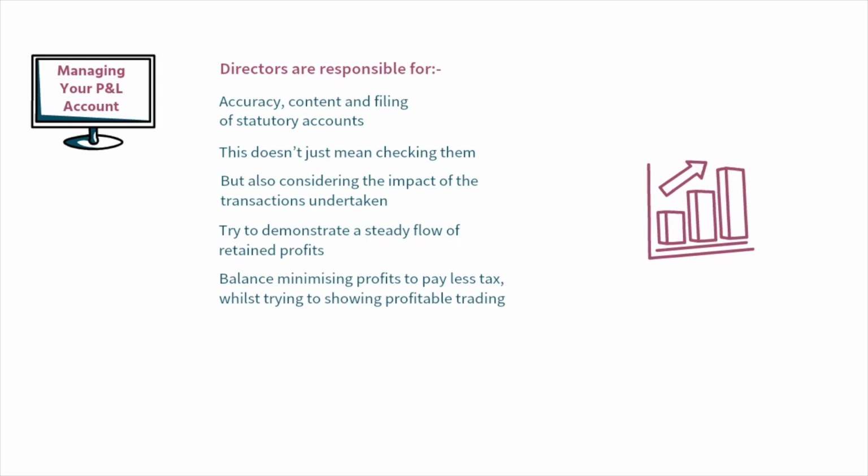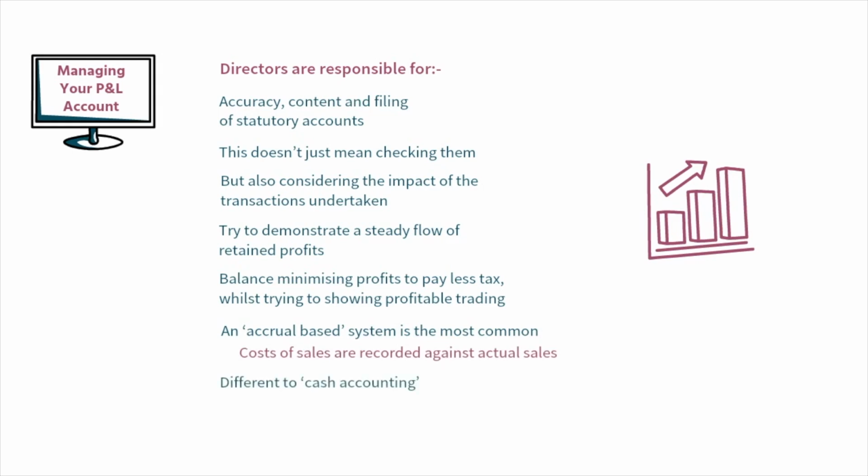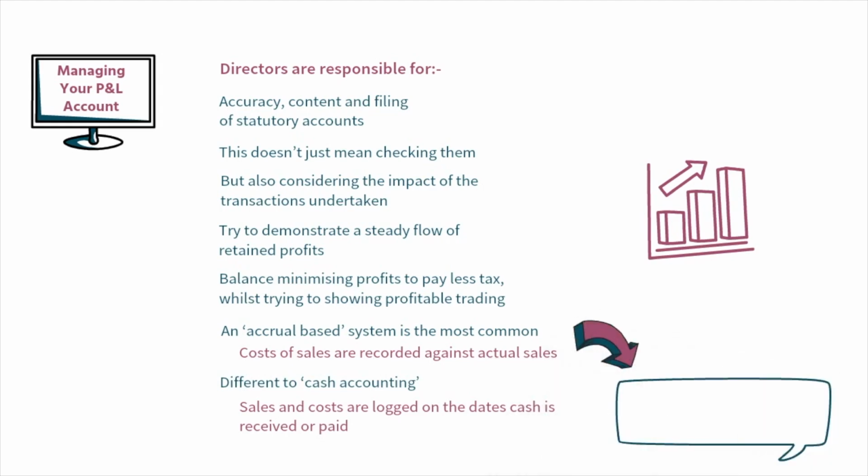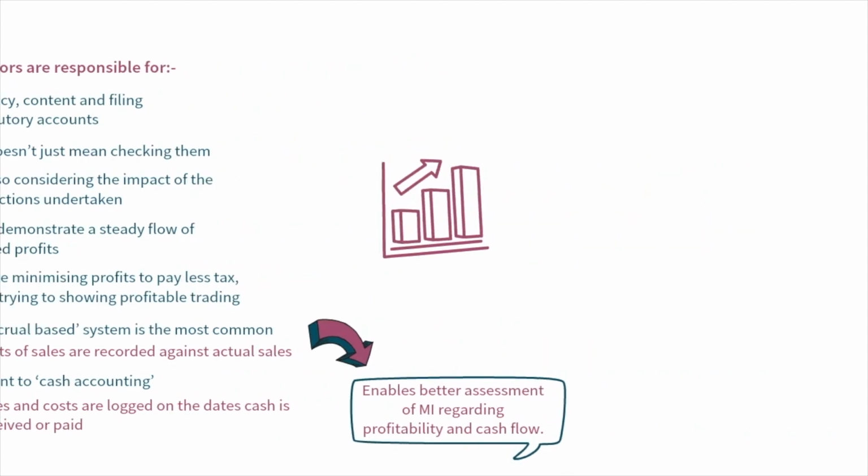An accrual-based accounting system is the most commonly used in the UK and preferred by HMRC. This way, a business records costs of sales against actual sales. This is different to a cash accounting system, where sales and costs are logged in the system on the dates the cash is actually received or paid away. This system will invariably show a different profit position for the period than an accruals system. Using an accruals accounting system is far better to enable business owners and leaders to assess management information regarding profitability and cash flow.